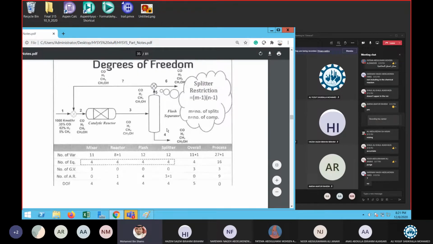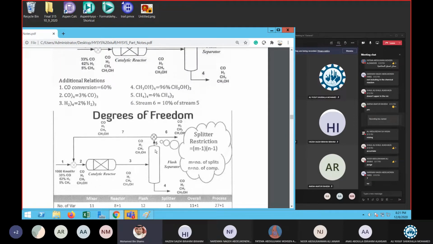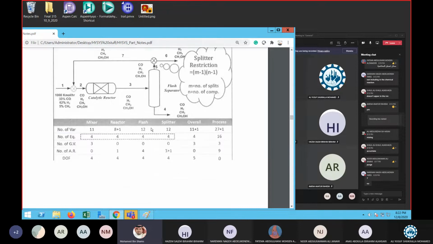Let's go to the flash. I have 4 here, and stream number 5 has 4 variables, so we have 12. The number of independent balance equations is 4, because we have 4 different species. No given variable. Any available relation given to us that relates the streams belonging to the separator? Yes. We have these relating stream number 3 with 4, and this, and this, and this. So we have 4 relations for the flash, so the degree of freedom is 4.